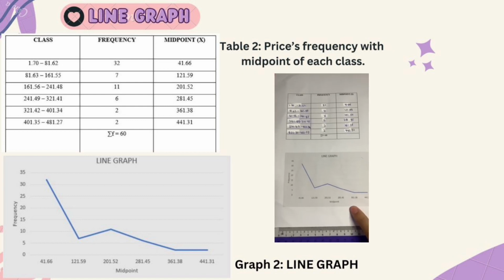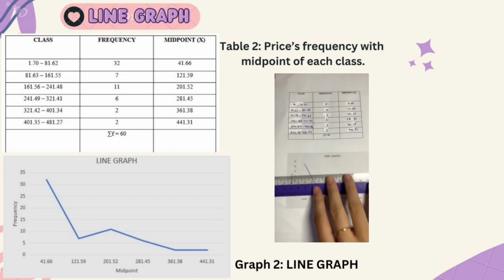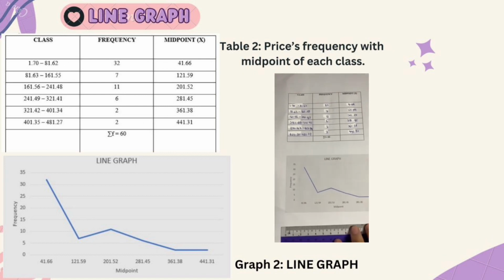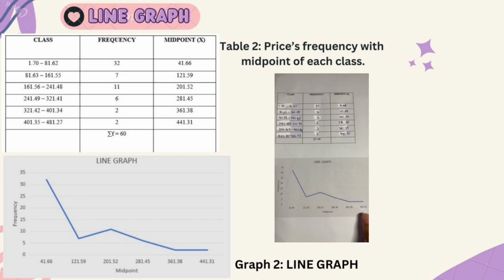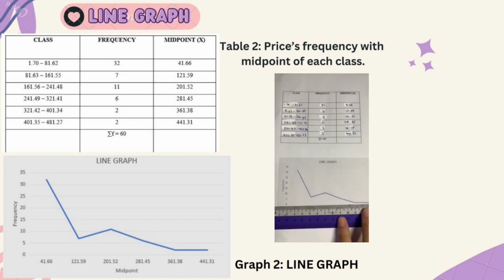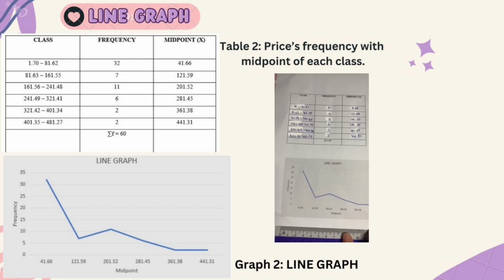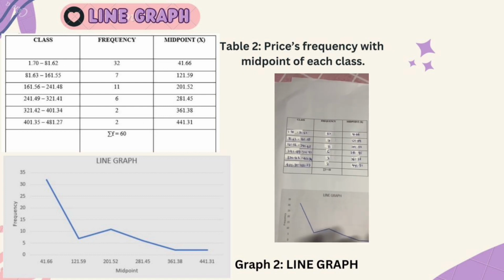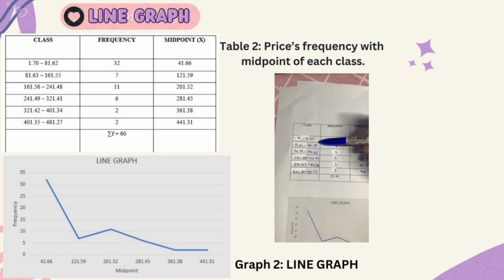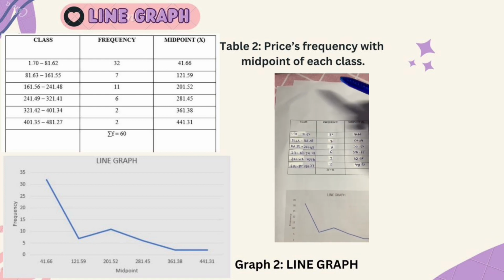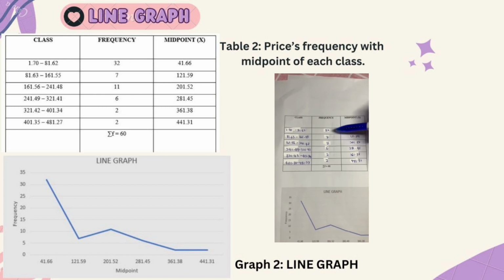From the line graph, we can see that the graph starts at 41.66, where the frequency is 32, and the graph ends at 441.31, where the frequency is 2. From this, we can conclude that the highest price is from the class 1.7 until 81.62 because it has the highest frequency compared with other classes.